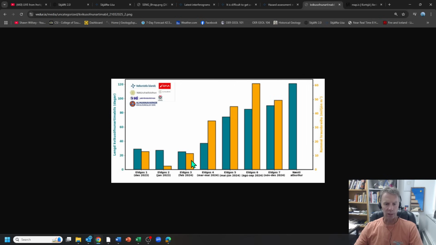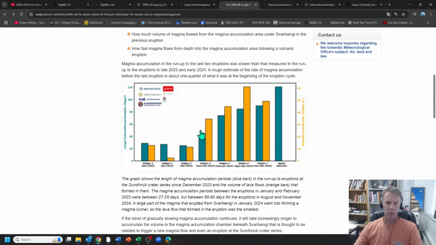The other thing we can see looking at the orange bars is a general trend in that the most recent eruptions have erupted more magma, with the one that began on August 22nd having erupted the most, something north of 60 million cubic meters of magma. So it's an interesting trend: we seem to be taking more time between eruptive phases, but also more magma in storage and more magma actually erupting out onto the ground.